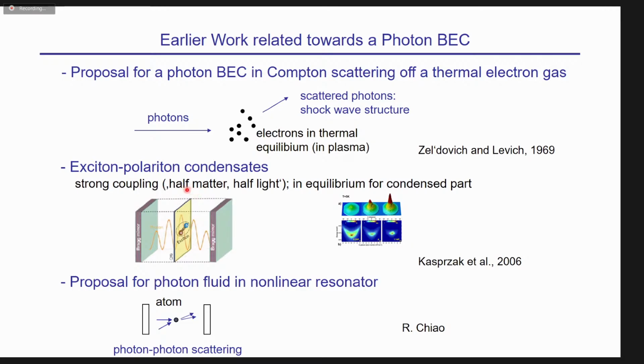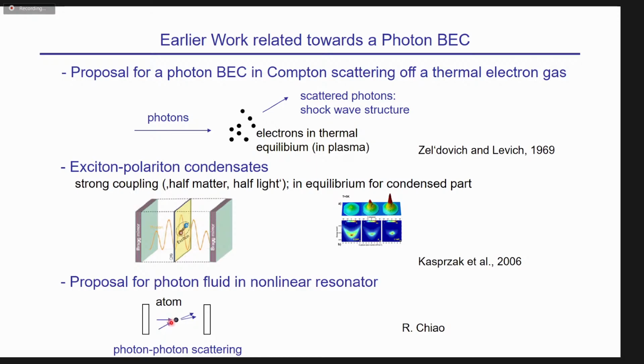The excitations then are half matter, half light, and in a semiconductor microcavity, one has an equilibrium for the condensed part. What is closer to our experiment is a proposal for a photon fluid in a nonlinear resonator by Ray Chow. What he wanted to do is thermalize photons by photon scattering, very similar to atom-atom scattering in atomic physics BEC experiments.